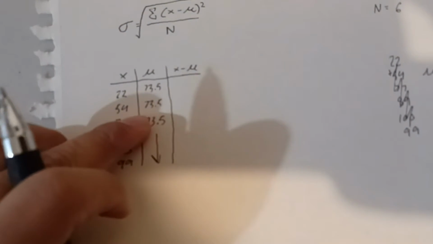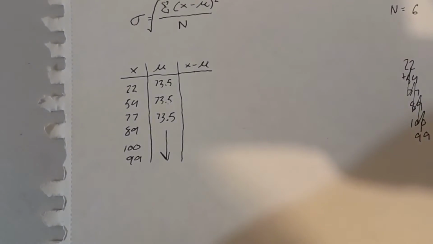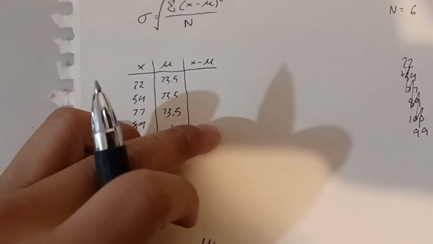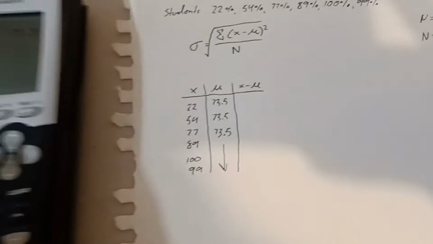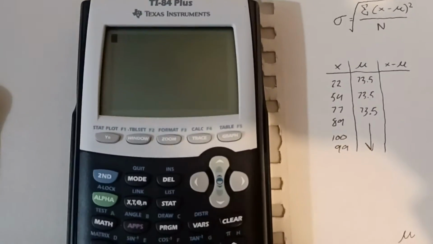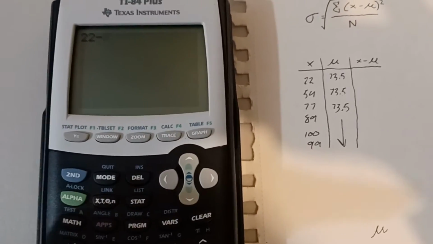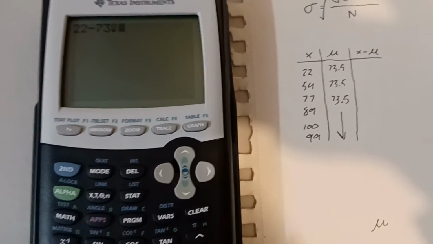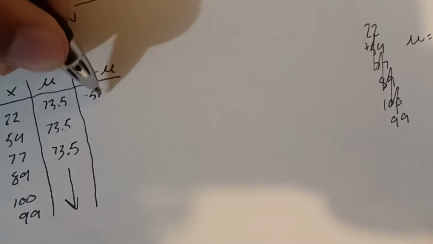So now we're going to subtract every single x value from 73.5. All of them. And we're going to put our answers in this column. So let's do that right now. Take out the calculator. Our first value is 22 minus the mean, mu, 73.5. That's going to give us negative 51.5. So we're going to write that down, negative 51.5.